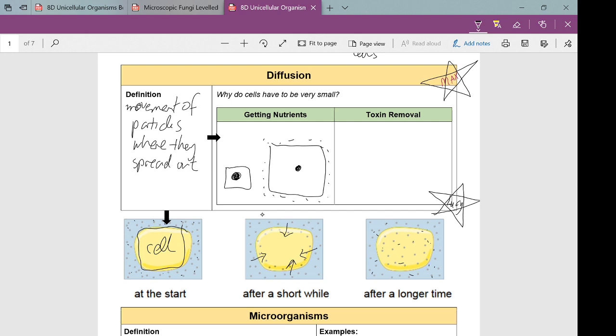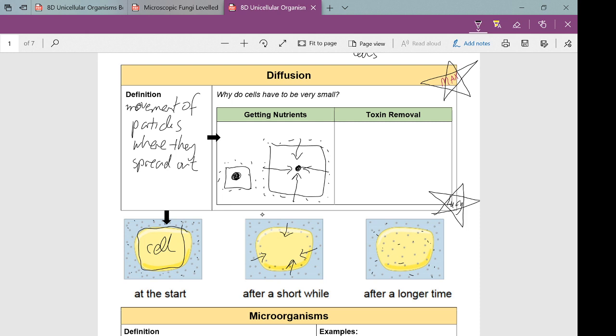Oh, there we go. So I drew it by here where, let's say I have two cells. One is very small, one is very big. For both of them, diffusion happens, but it's going to go a lot slower for the bigger one for these outside nutrients to be able to reach the center than it is for the smaller one.